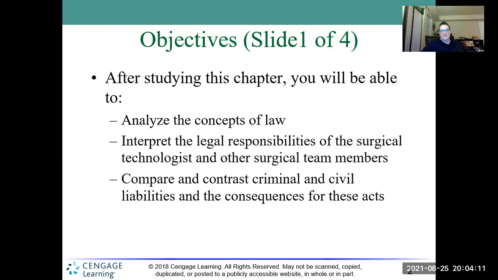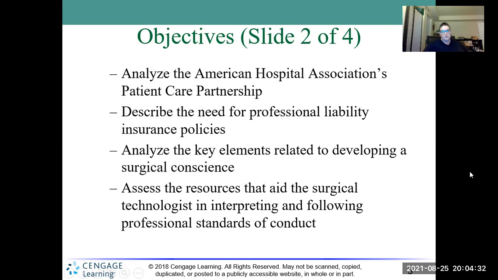So we're going to analyze the concepts of the law. We're going to interpret the legal responsibilities of you as a surgical technologist and other team members. We're going to compare and contrast the criminal and civil liabilities and the consequences for these acts. We're going to analyze the AHA's patient care partnership. Describe the need for professional liability insurance policies.